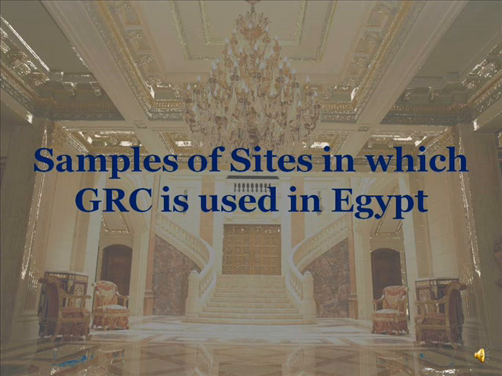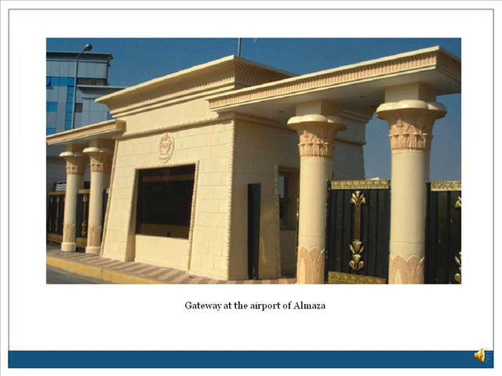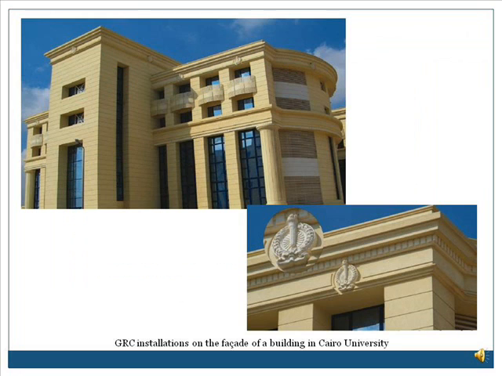Following are some samples of sites in which GRC is used in Egypt, in addition to the ones that we previously mentioned. This is the gateway at the airport of Al-Maza, and you can see how the columns have detailed decorations that are easily done by the moldings of GRC. This is the GRC installation of the facade of a building of Cairo University. Again, it has very detailed decorations that could have not been done with conventional concrete.